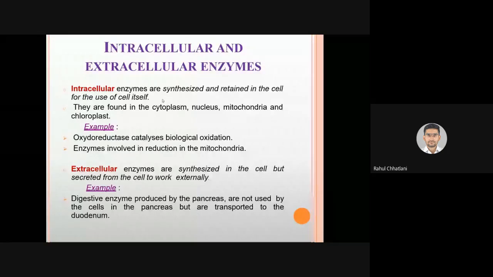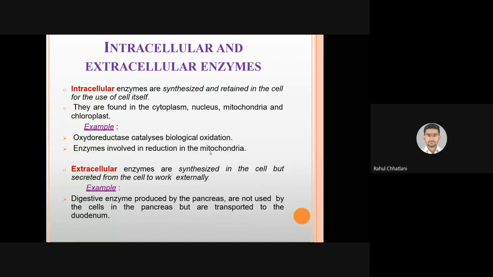Example, oxidoreductase catalyses biological oxidation. As the name suggests, oxidoreductase will lead to oxidation and reduction of a specific substrate. It catalyses biological oxidation. Enzymes are involved in reduction in the mitochondria. Yes, the same example that I gave you for conversion of ATP to ADP.